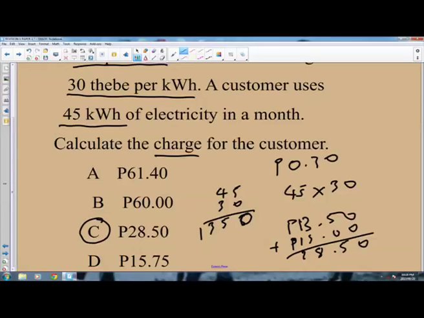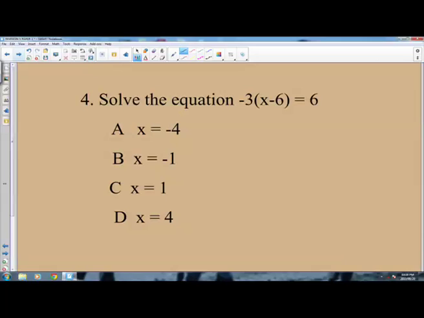We are revising junior certificate mathematics paper. And then we are looking at paper 1, which is a multiple choice paper. We are at question number 4. And question number 4 says, solve the equation minus 3, open the brackets, x minus 6, close the bracket is equal to 6. So you have to solve for the variable x here.